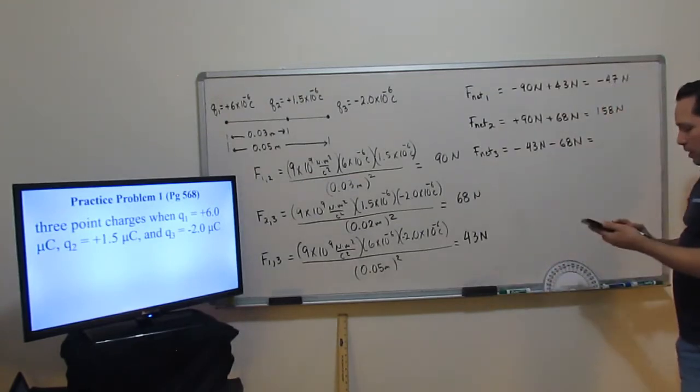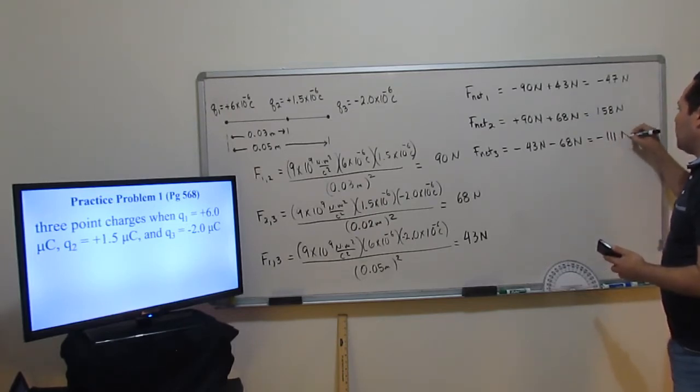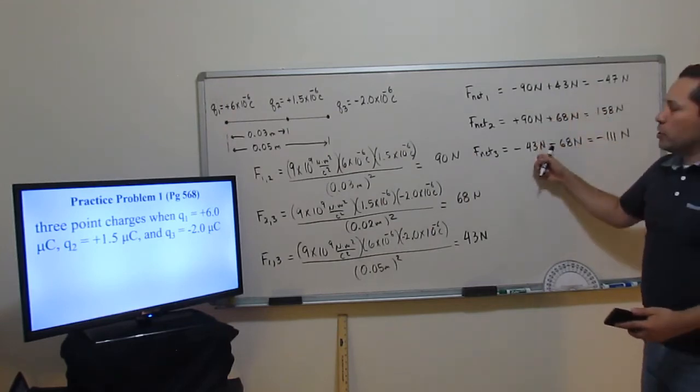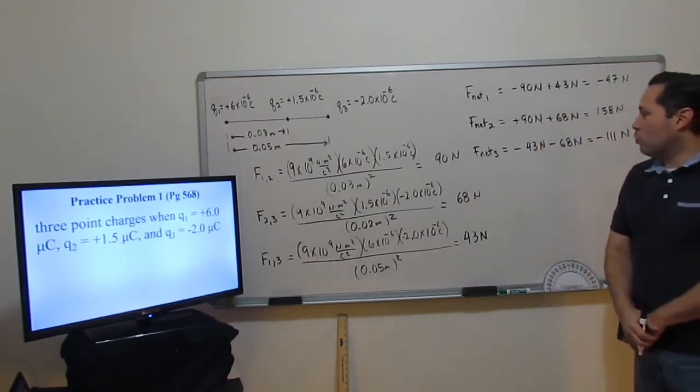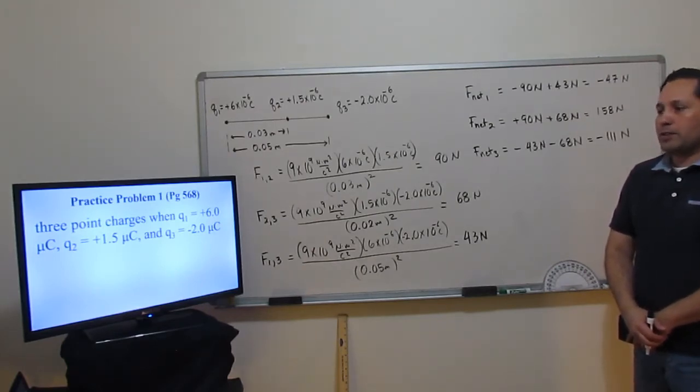So that's going to give us 43 and 68. Put them together, it is negative 111 newtons to the left. So that is the net force experienced by each one of these charges. That concludes practice problem number 1 out of page 568.